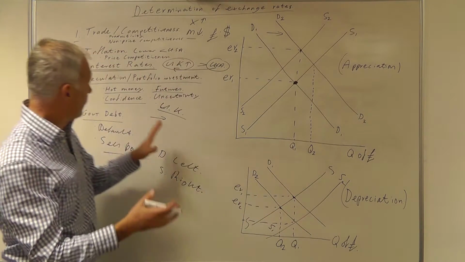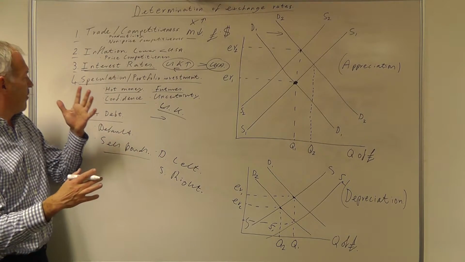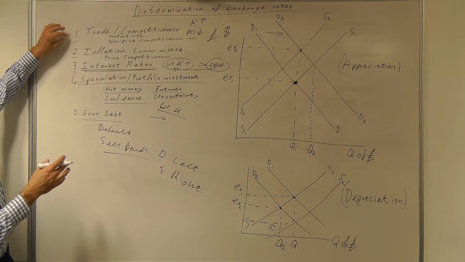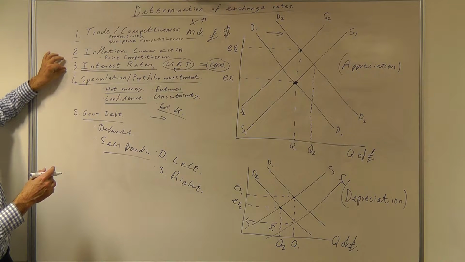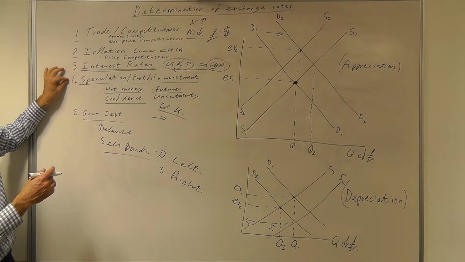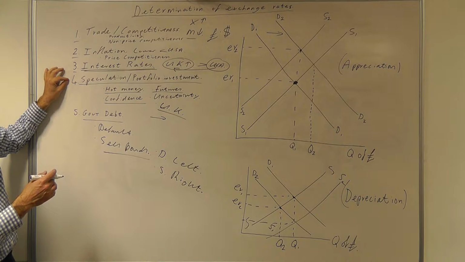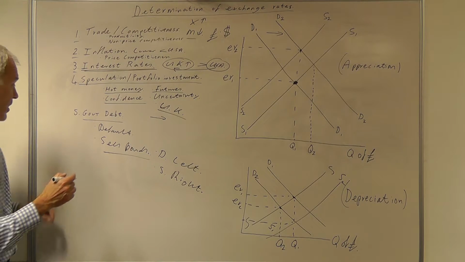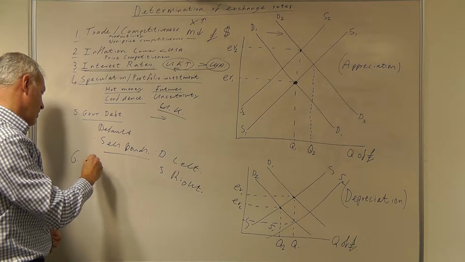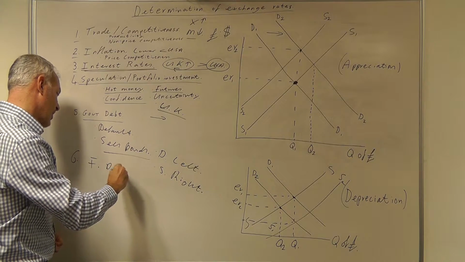So basically there are four really important factors: trade competitiveness, inflation, interest rates, and what's happening to speculative demand, what people think is going to happen in the future. But also government debt could be a factor, and of course another factor is foreign direct investment.